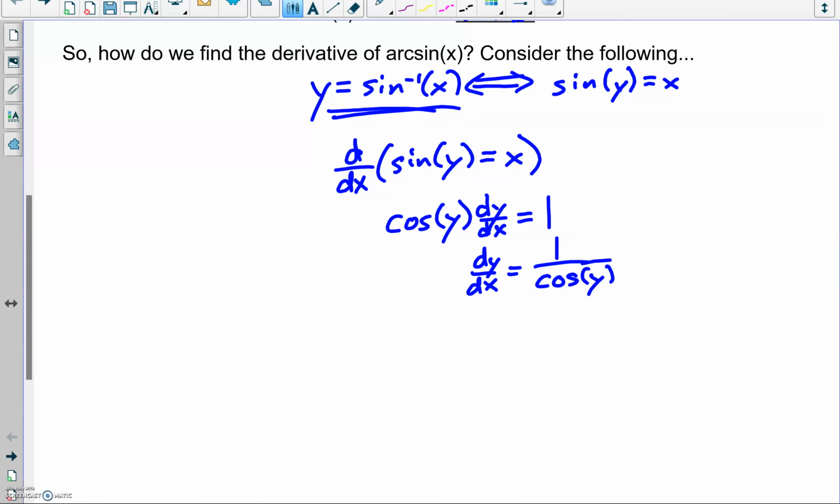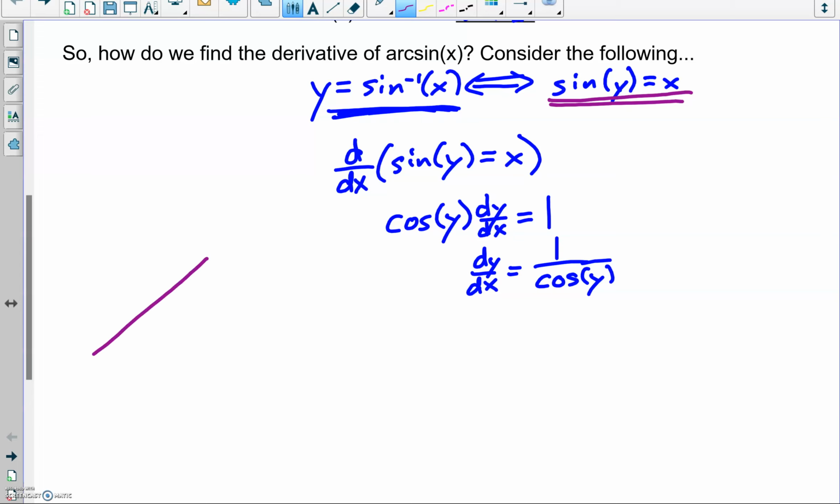We're looking for the derivative of y, which is equal to the arcsine. But the problem here is that I have y equals arcsine of x up above, and my derivative is in terms of y. That's not going to work in the grand scheme of things, applications. So I need to get this cosine of y adjusted to be in terms of x. So how are we going to do that? Well, this is where the sine of y equaling x will come in.